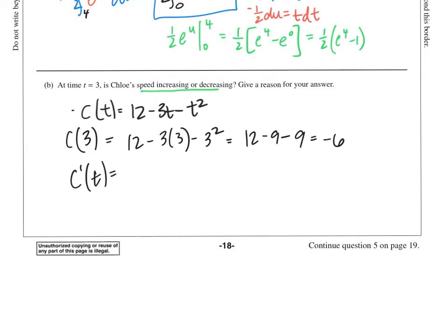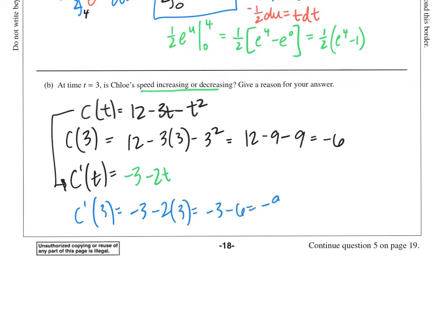Her derivative of velocity, the derivative of 12 is 0, the derivative of negative 3t is negative 3, and the derivative of negative t squared is minus 2t. Therefore, her acceleration at 3 would be negative 3 minus 2 times 3. Negative 3 minus 6 gets me a negative 9.